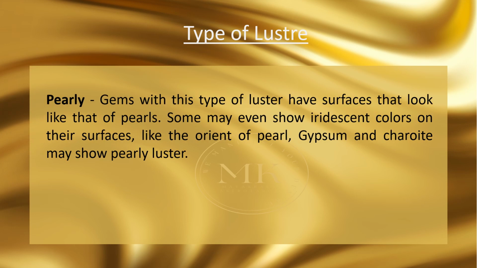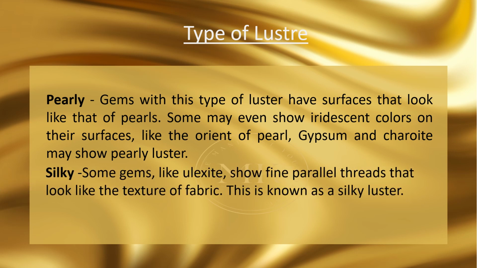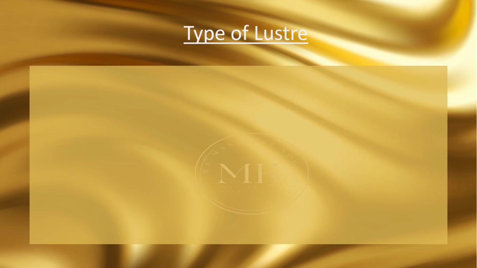Next is pearly. Gems with this type of luster have surfaces that look like that of pearls. Some may even show iridescent colors on their surface, like the orient of pearl. Gypsum and charoite may show pearly luster. Next is silky. Some gems, like ulexite, show fine parallel threads that look like the texture of fabric. This is known as silky luster.